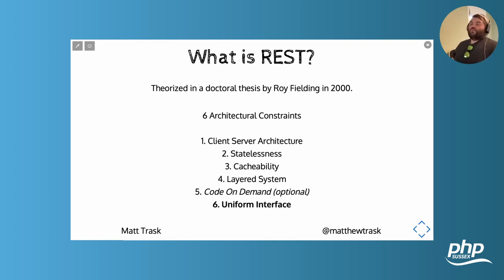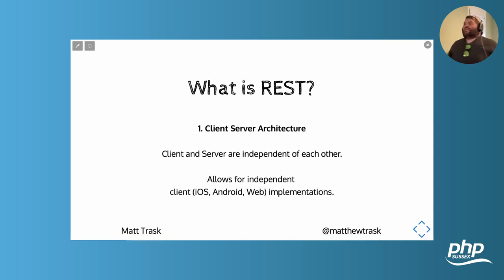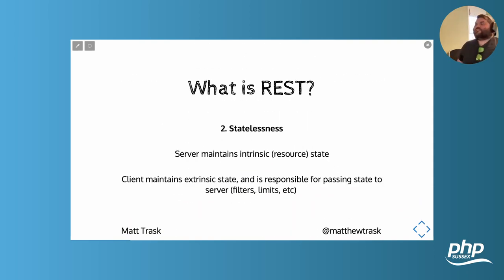But the biggest one is the uniform interface. So like I just said, client-server architecture, they're independent of each other. Things like iOS, web, Android, all independent implementations of our actual API. Statelessness: our server maintains intrinsic resource state. The client maintains extrinsic state and is responsible for passing state to the server. Filters, limits, any sort of search criteria, things like that. We may log it on the server, but ultimately we don't remember that kind of thing.